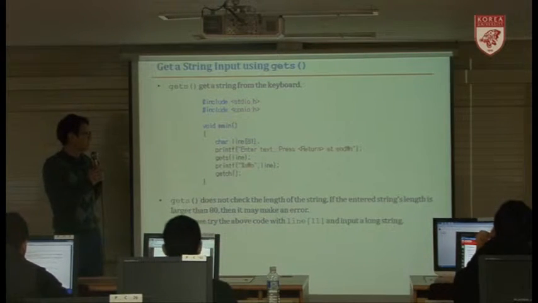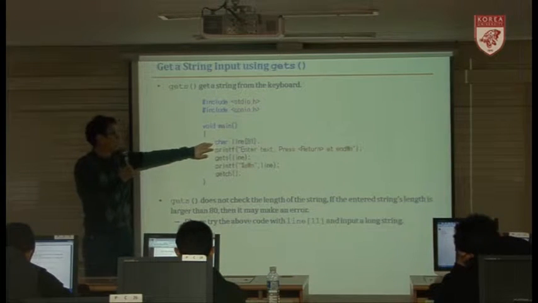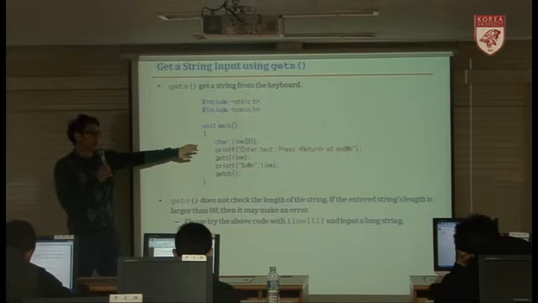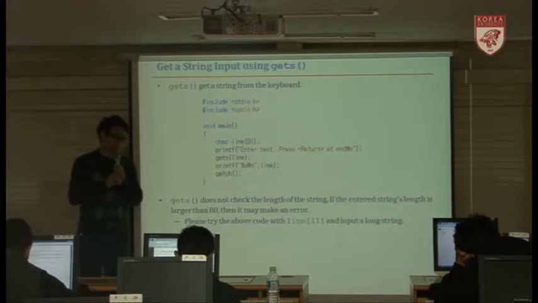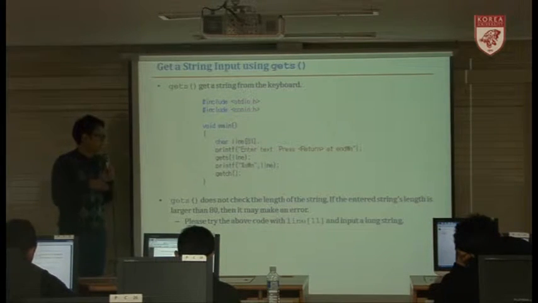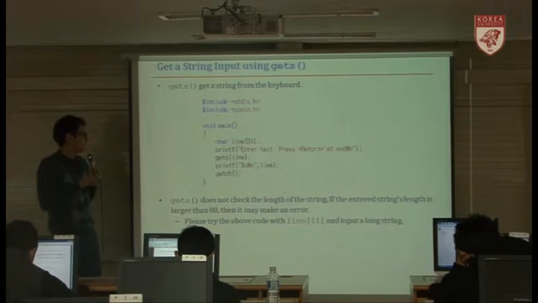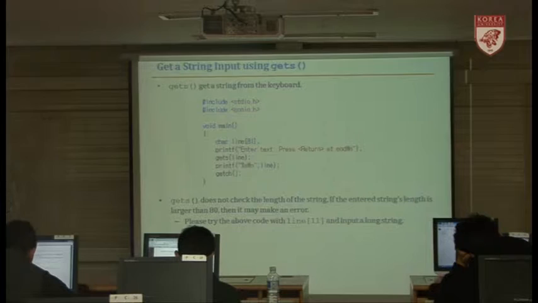But the important thing here is that our reserved space is 81, and the last one should be used by the null character. So this line can only take a maximum of 80 characters, because the last one must be used by the null character. When you input, you need to be careful that your input is less than or equal to 80. But sometimes you may input more than the buffer size, the size of your reserved space.